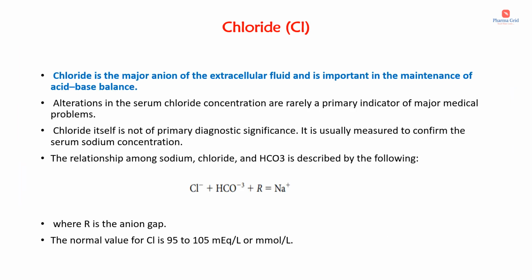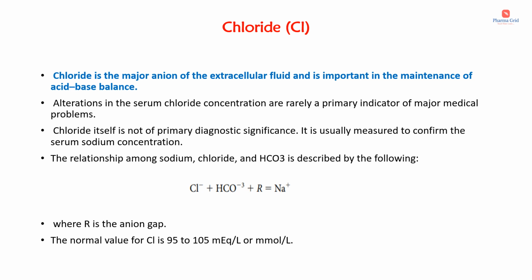Chloride. It is a major anion of the extracellular fluid and is important in the maintenance of acid-base balance. Alterations in the serum chloride concentration are rarely a primary indicator of major medical problems. Chloride itself is not of primary diagnostic significance. It is usually measured to confirm the serum sodium concentration.